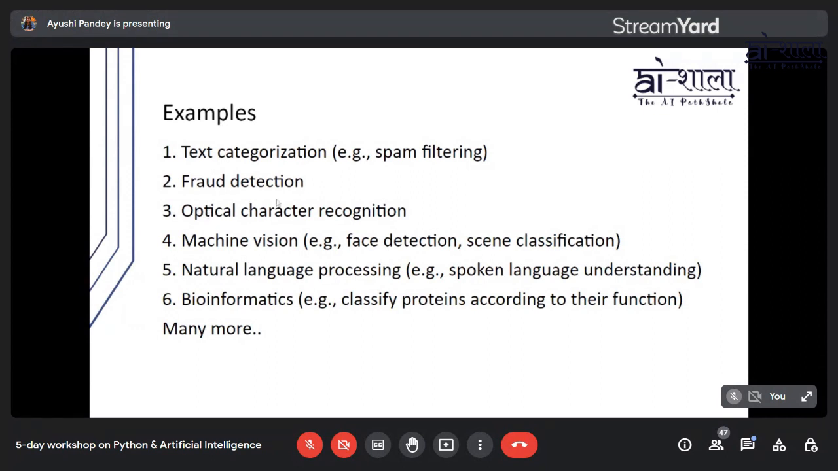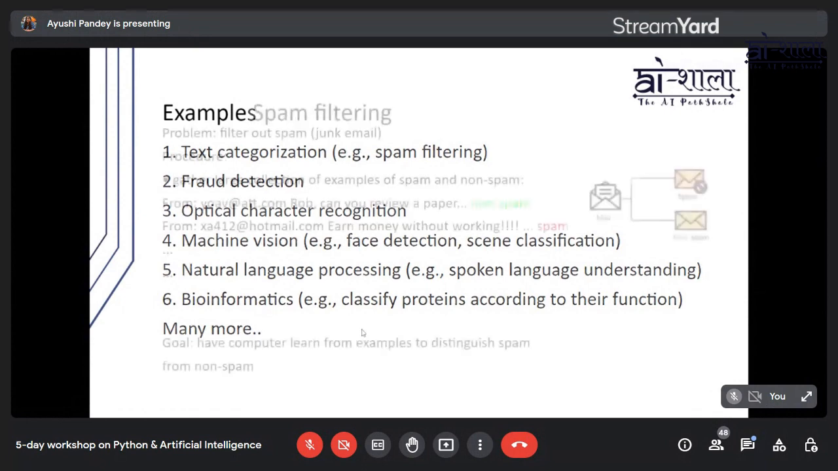So we are optically recognizing the character, whether it is 1, 2, 3, 4, etc. We are recognizing the character. Then we have machine vision, in which we do face detection and classify the scene, etc. Then natural language processing, spoken language understanding, then biometric information, classifying protein according to a function, etc. So these are the other examples.